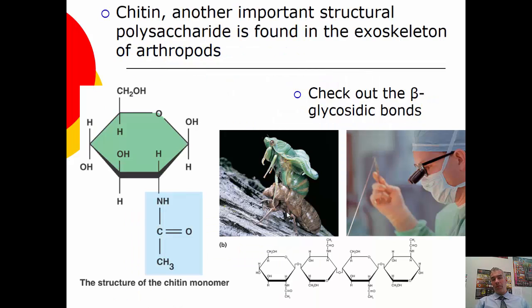Chitin is probably something you've never heard of before. Chitin is actually found in the cell walls of arthropods, like insects, crabs. So when you think about the exoskeleton on a crab or a lobster, that's made of chitin. And it has beta-glycosidic bonds in it. So it cannot be broken down by us either. But sometimes they actually use chitin for surgical, what are they called? Dissolvable sutures and things like that.